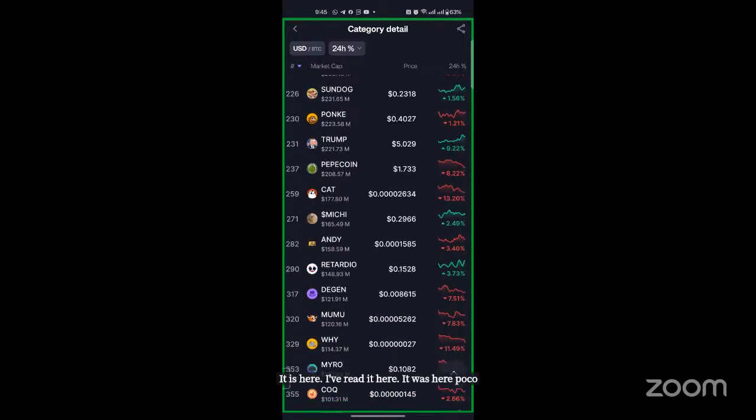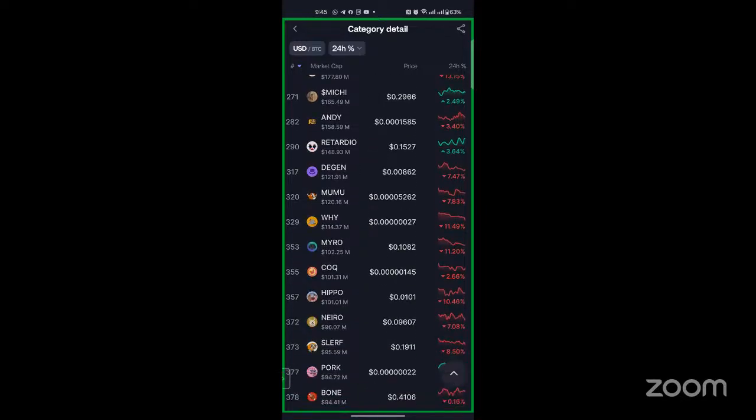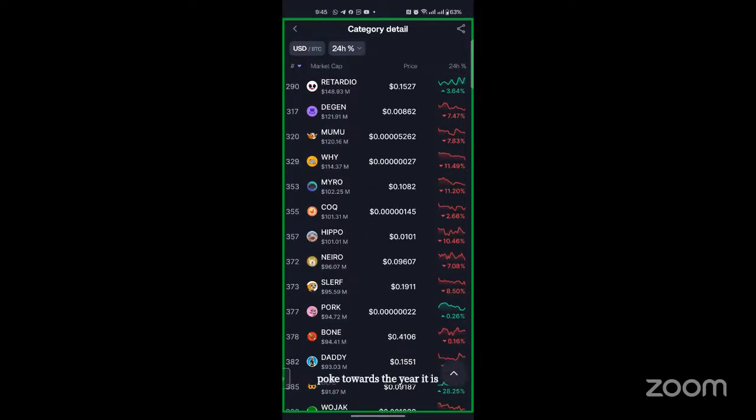Poco, it was here. Someone is saying it is me. No, the meme coin is here. It is Poco. I'm not the one who has it. So someone should not say that I'm the one. I'm not the developer. So they are here.